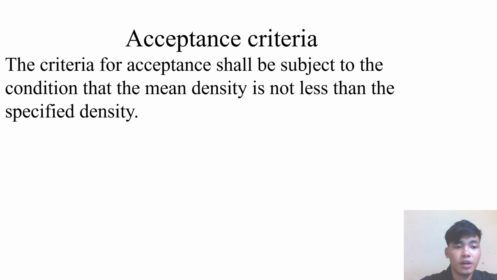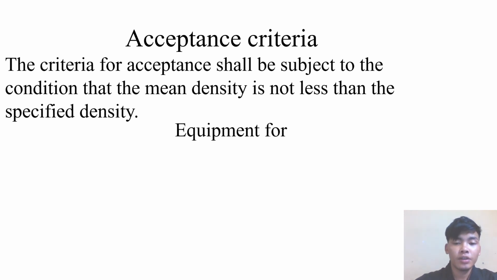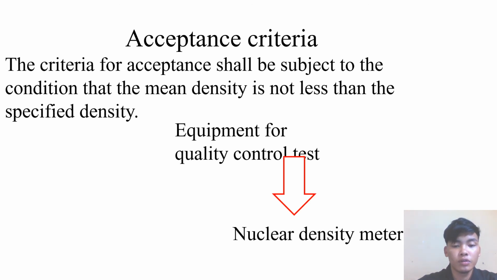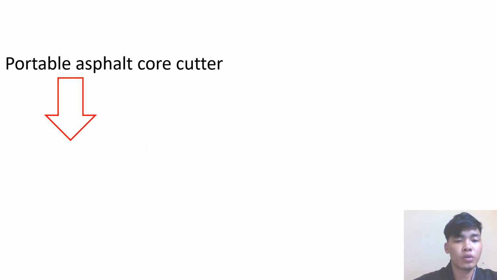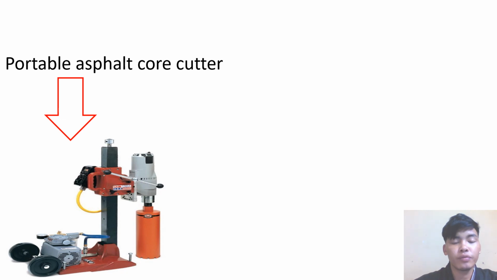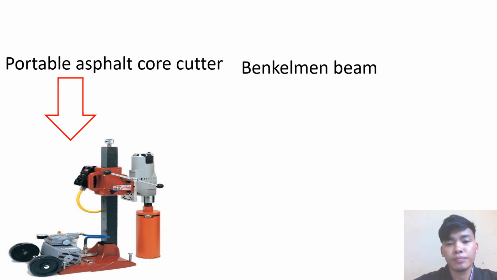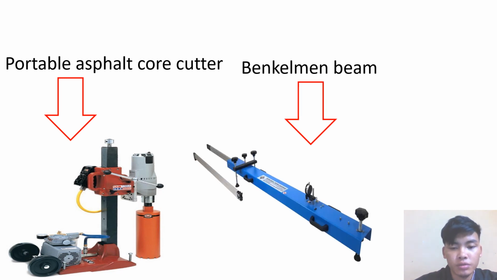Acceptance criteria. The criteria for acceptance shall be subject to the condition that the mean density is not less than the specified density. Now, equipment for quality control tests. Nuclear density meter. Portable asphalt core cutter is another equipment used for quality control tests, and Benkelman beam is also one of the equipment used for quality control tests.